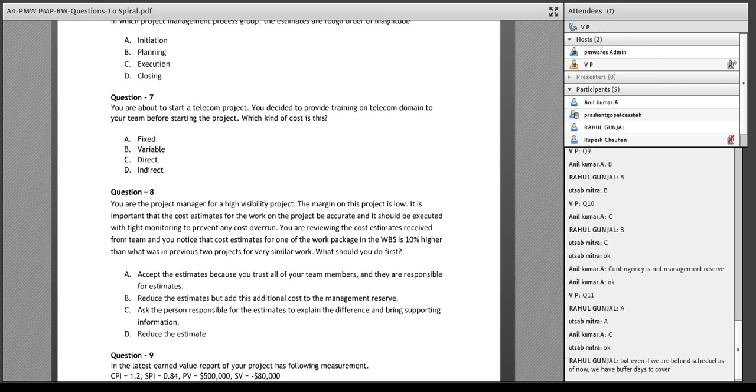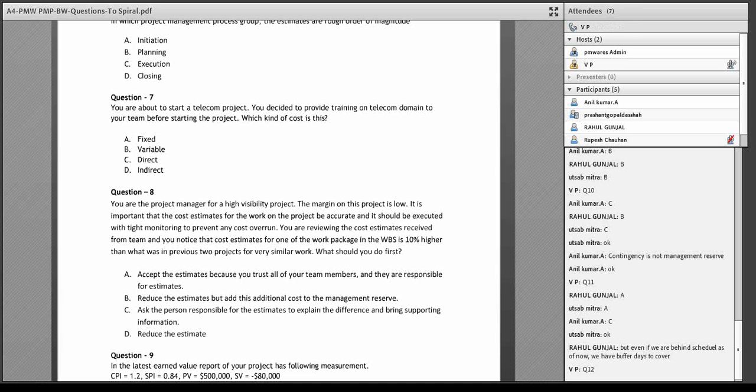The problem here is that despite having a resource in buffer, your SPI is still 0.8. So there is something stopping the schedule from moving, right? You should not bother about the schedule.